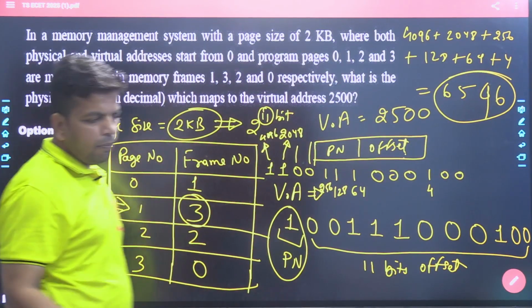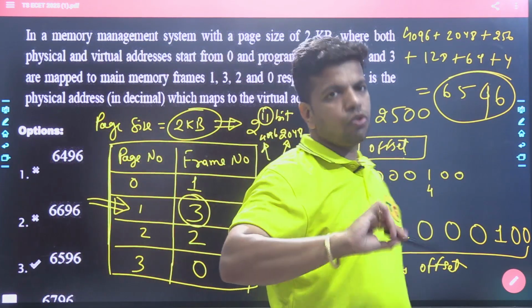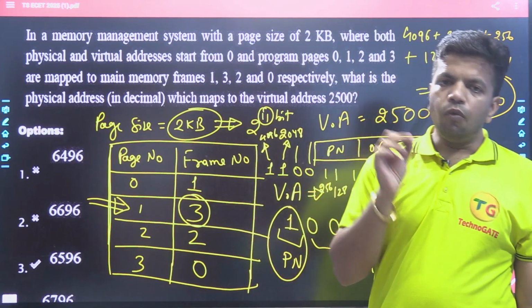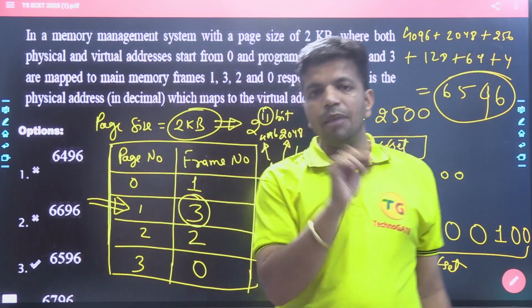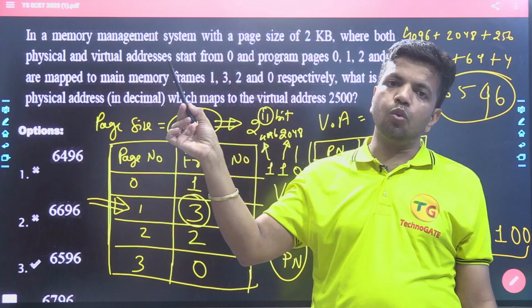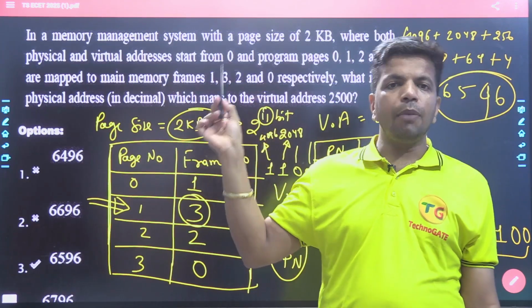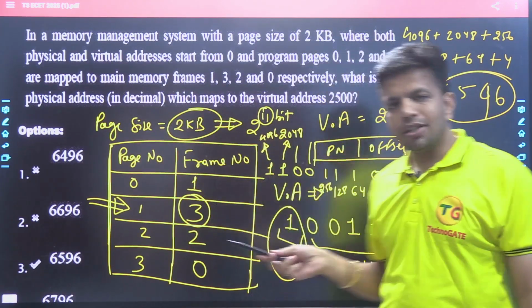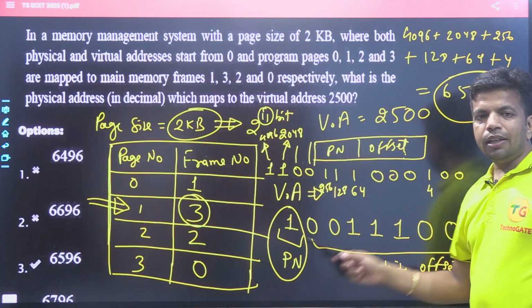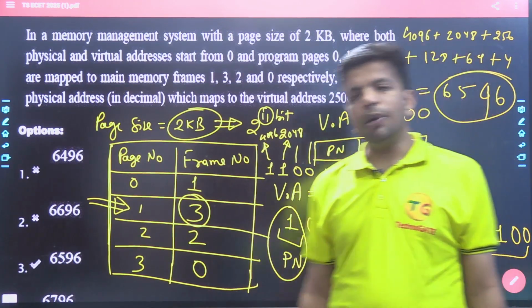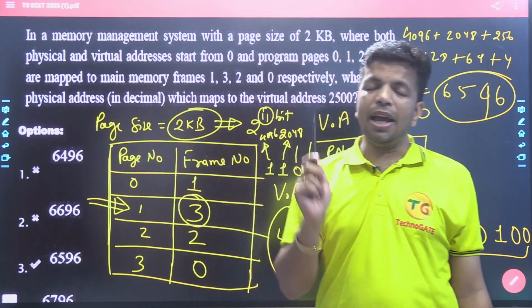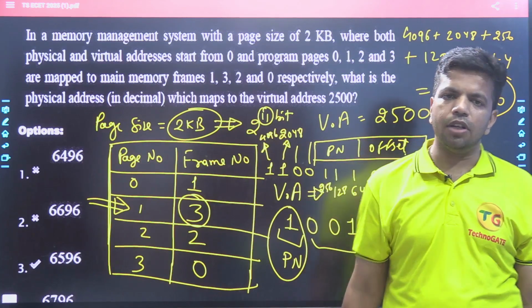So simply it is a process of converting a virtual address to a physical address. Virtual address consists of two things: page number and offset. Physical address consists of two things: frame number and offset. Offset of both is the same, so that's why I am using the same offset. And at the place of page number, I am putting the frame number. Page number is 1, frame number is 3. Binary of 3 is 1 1. Just do the conversion.